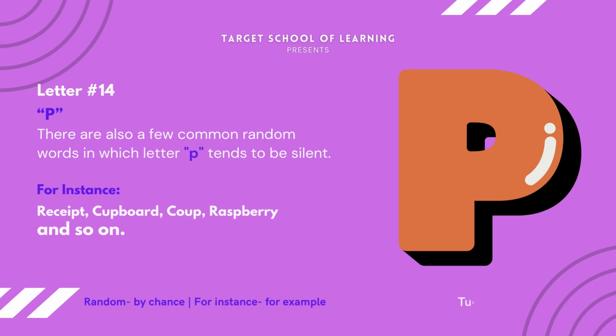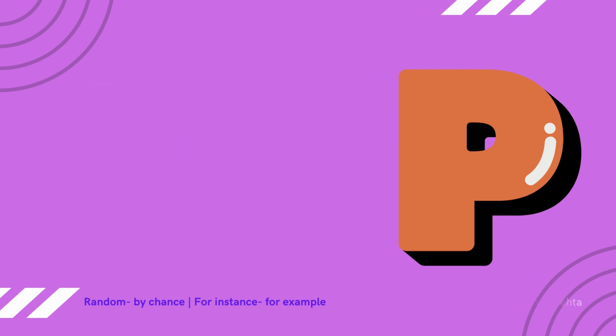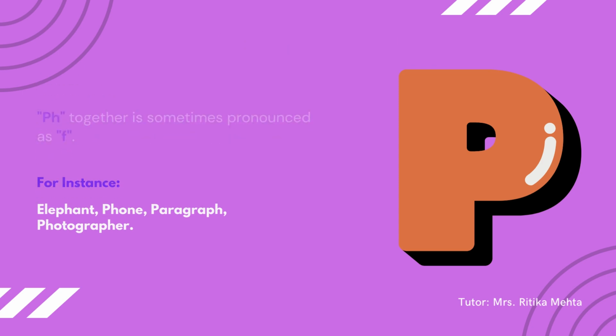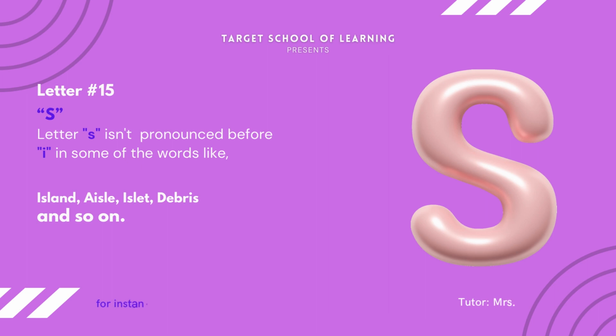There are also few common random words in which letter P tends to be silent. For instance, receipt, cupboard, coup, raspberry, and so on. PH together is sometimes pronounced as F. For instance, elephant, phone, paragraph, photographer. Letter S isn't pronounced before I in some of the words like island, isle, islet, debris.